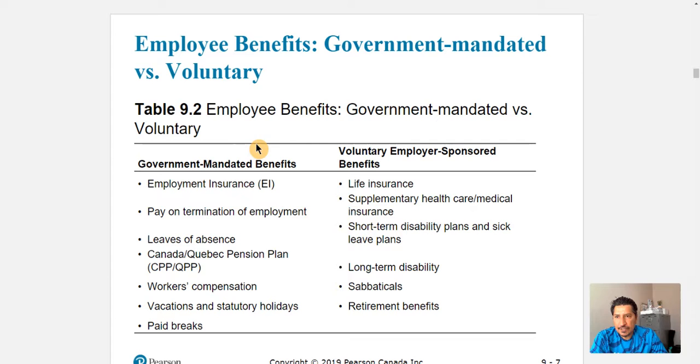Here are employee benefits, government mandated versus voluntary. These are the voluntary, and these are the government mandated. Life insurance is voluntary, as are short-term disability plans, sick leave plans, supplementary health care, medical insurance, long-term disability, and retirement benefits.